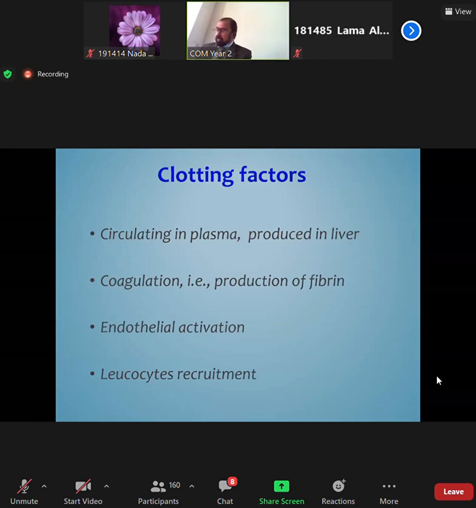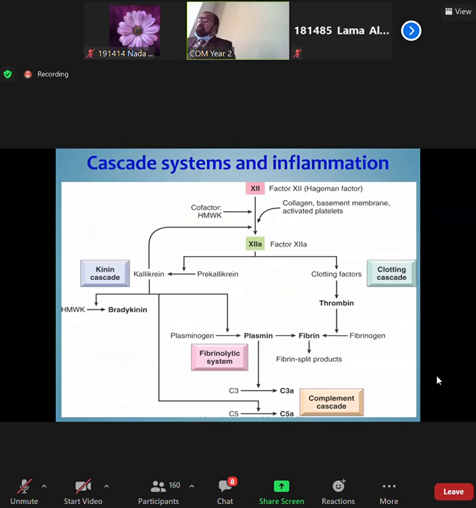Okay. So we have clotting factors circulating in the plasma, produced in the liver: coagulation, that is, production of fibrin, endothelial cell activation and leukocyte recruitment. So if you just remember this chart, we will not go into detail. Probably Dr. Rehan will be telling you more about thrombosis.